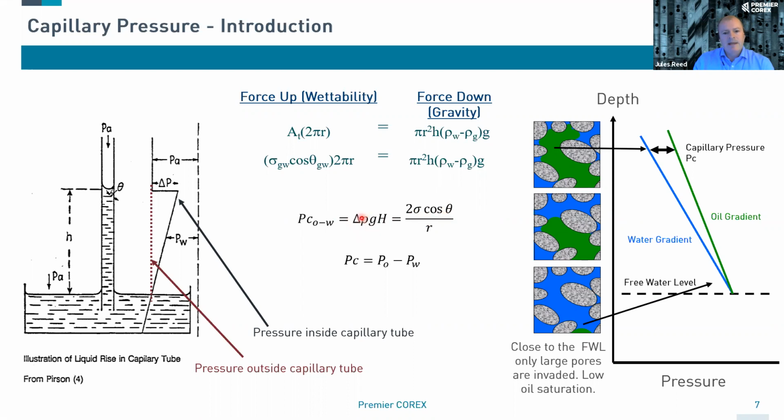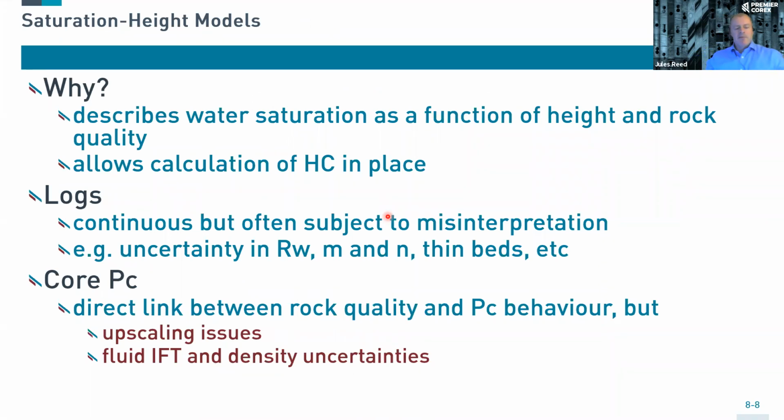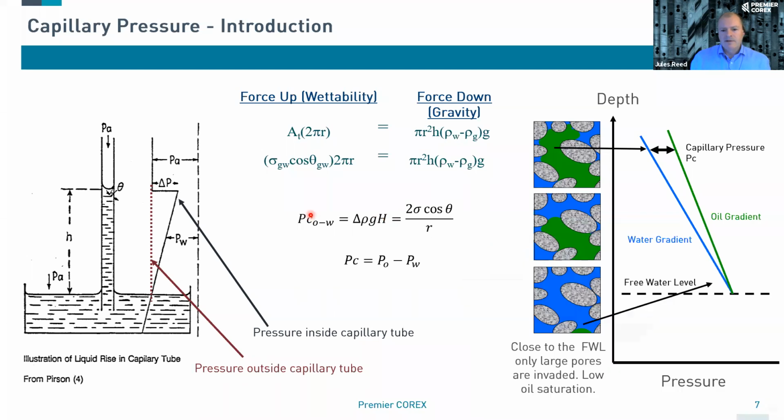Or it's given by this density difference times gravity times the height of the column. So these are the forces governing that. And what this helps us to do, if we understand the capillary pressure, then we can understand a height in our reservoir from a free water level. We can directly correlate it by this equation, understanding the density difference of our fluids.